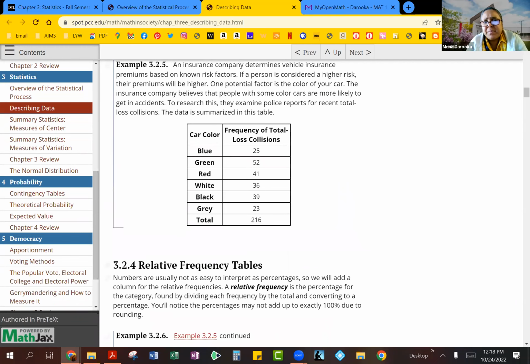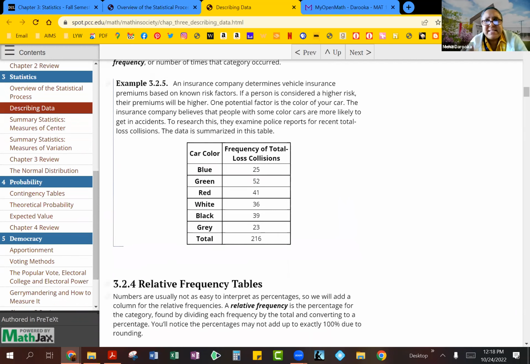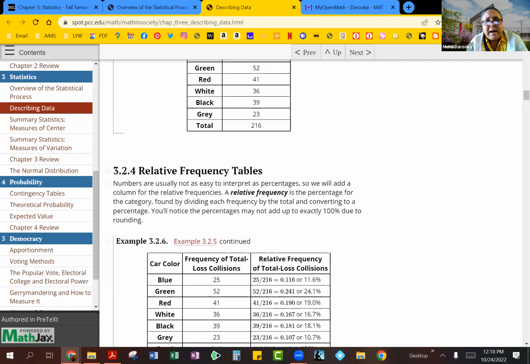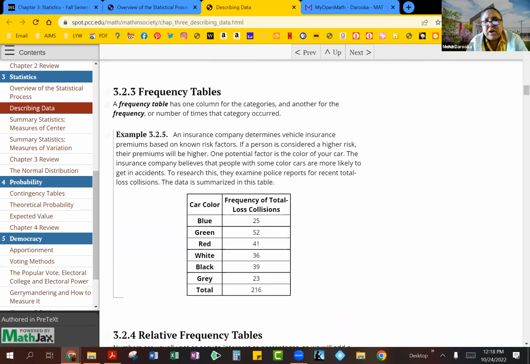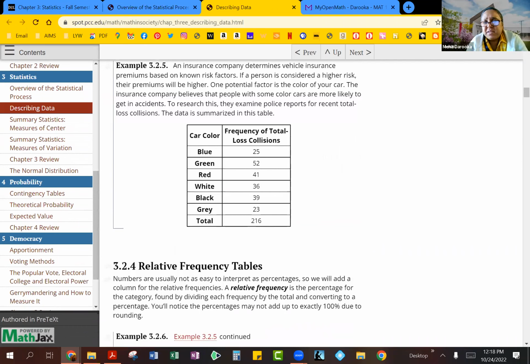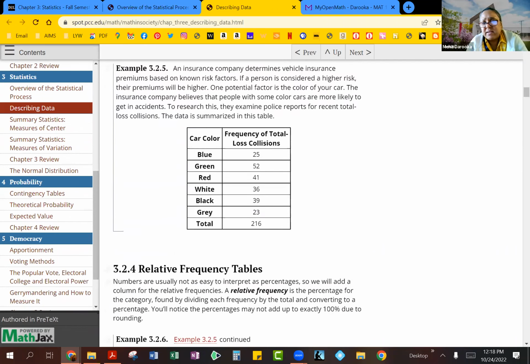So that's your example of a basic frequency table over here, guys. Some textbooks will also call this a frequency distribution table. This textbook, of course, is just calling it a frequency table.